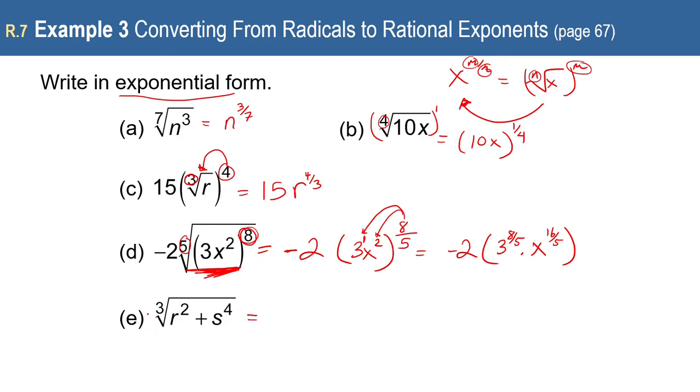For part E, there is an invisible exponent of 1. Let's rewrite this as an exponent, r squared plus s to the 4th raised to the 1/3 power. And that's the simplest form for part E.